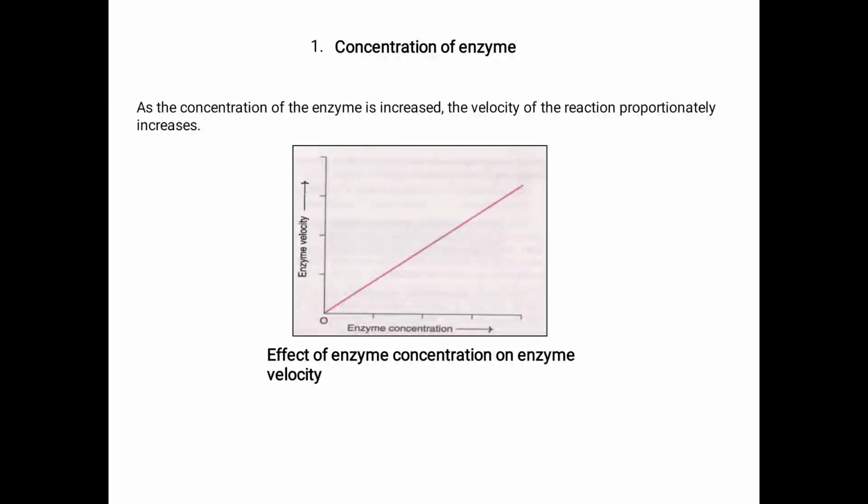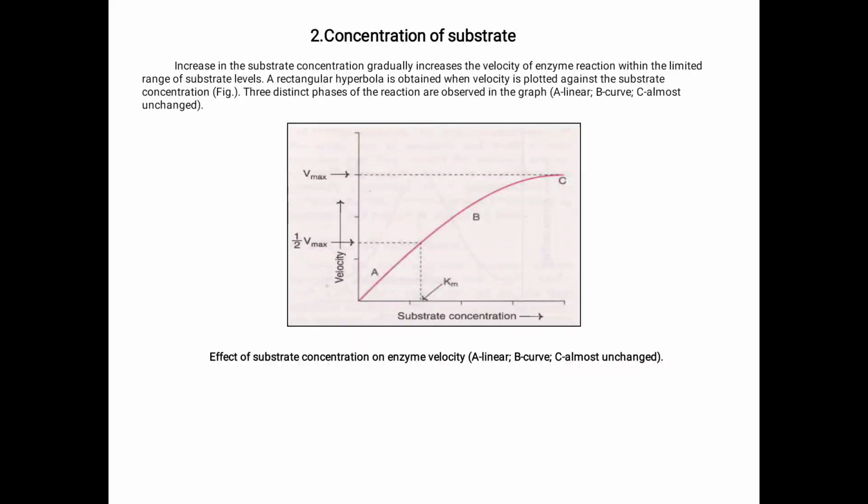Okay, so concentration of enzyme. As the concentration of enzyme is increased, the velocity of reaction proportionally increases. Definitely, if the concentration of the enzyme increases, the velocity of the reaction will automatically increase. If we plot the graph, we will see the line will be a straight line. Okay, second one is concentration of the substrate.